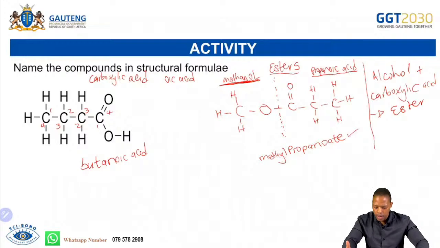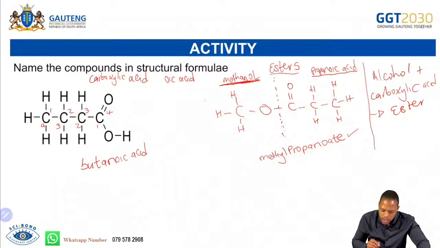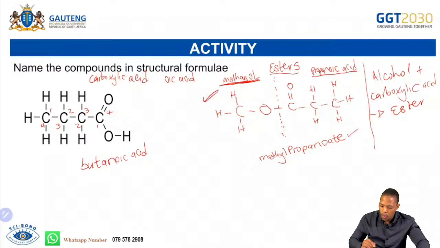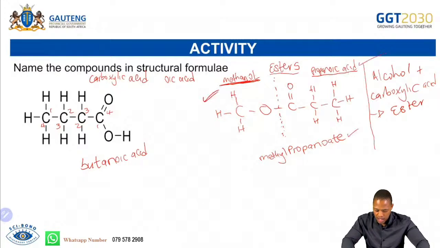Sometimes they simply ask a question: what alcohol was used in the making of this ester? You should know by doing the demarcation that it was a methanol. What carboxylic acid was used in the forming of this ester? You should be able to say it was a propanoic acid. That's not the alcohol, but the carboxylic acid that was used.